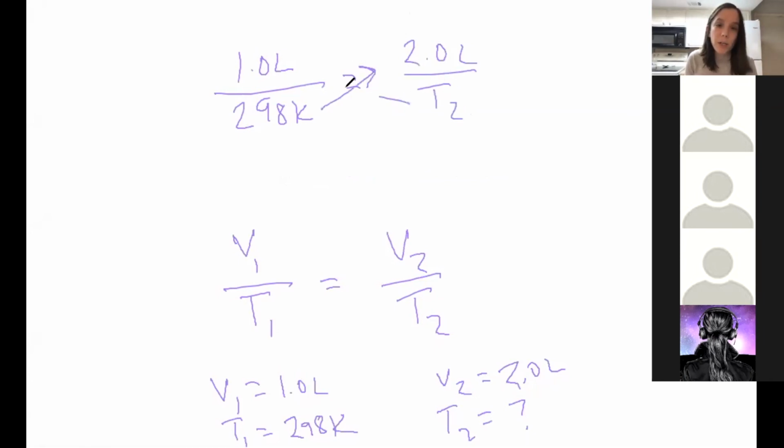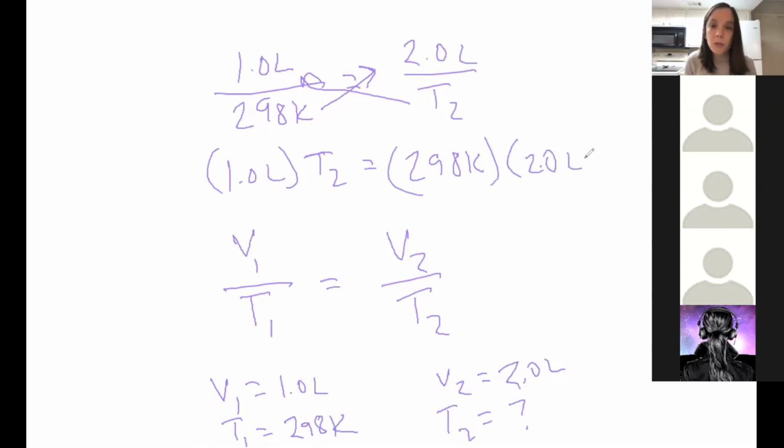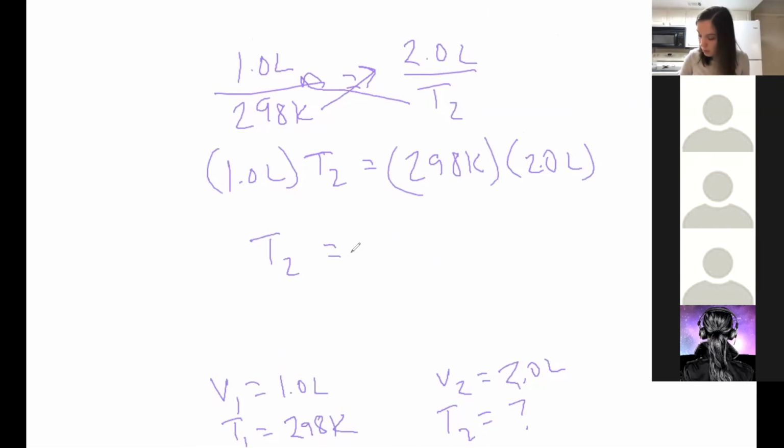So we'll cross multiply again. We get 1 liter times T2 equals 298 times 2 liters. On this side, it's just 1 times T2, so it just becomes T2. And on the right-hand side, we do 298 times 2. We get 596. And 596 is twice 298. It's double. So the temperature did double when you doubled the volume.